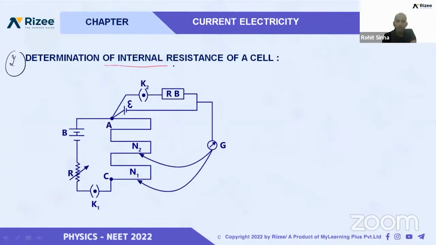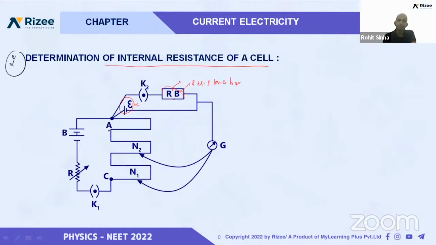Suppose we have to find the internal resistance of this cell E. What we do is connect it here. A resistance box is just a combination of resistances we have put here. All internal resistance and external resistance we put here, and we call it a resistance box.